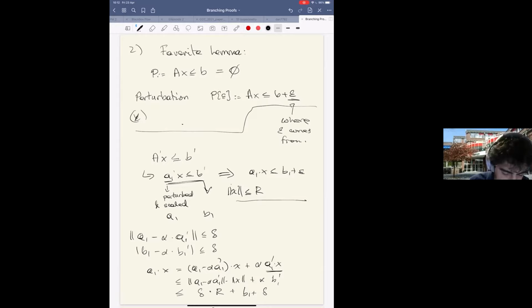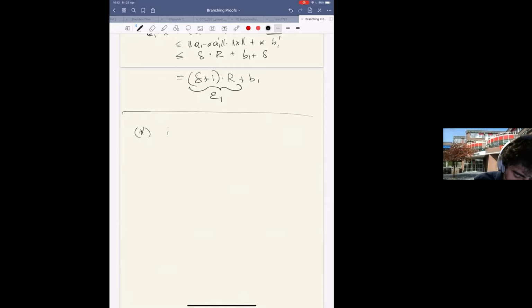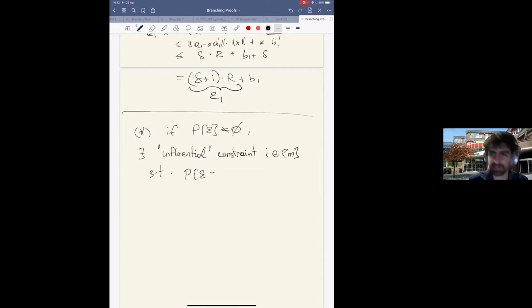So now let's continue from star. If your P epsilon polytope is not empty, so it's not equal to the empty set, you can find an influential constraint. So there exists an influential constraint I and M, such that if I improve the error on only this one constraint, I can make the polytope empty. So how do I encode that? I write it like this. So there exists an influential constraint.